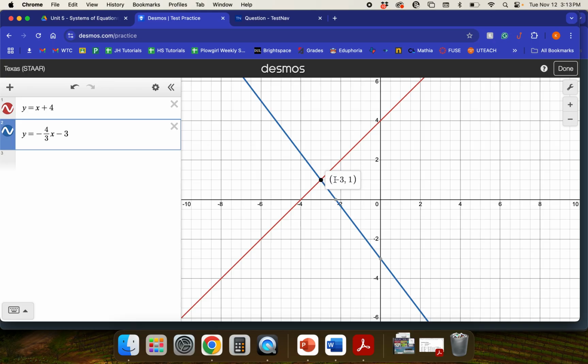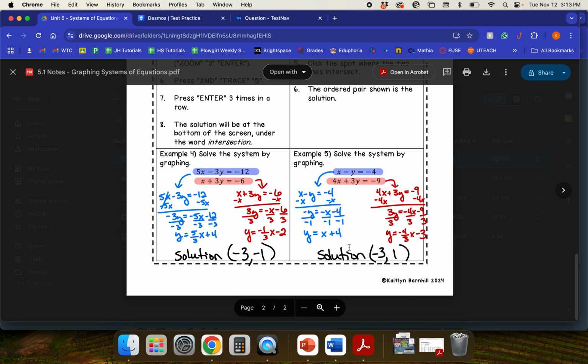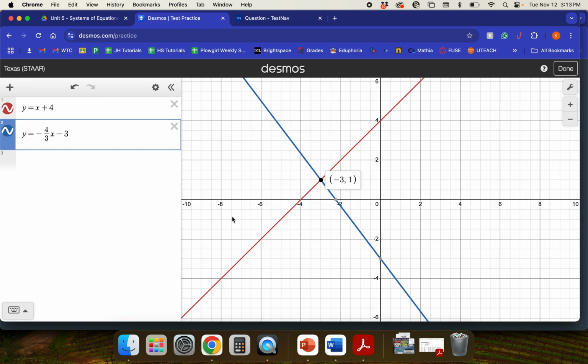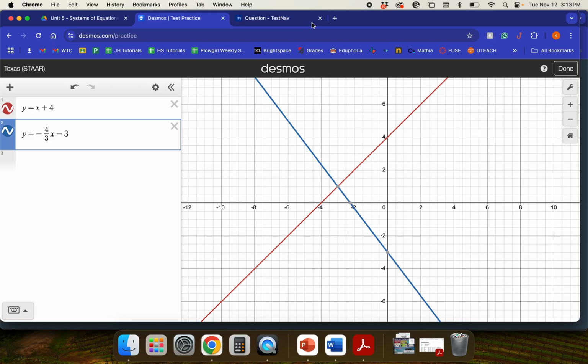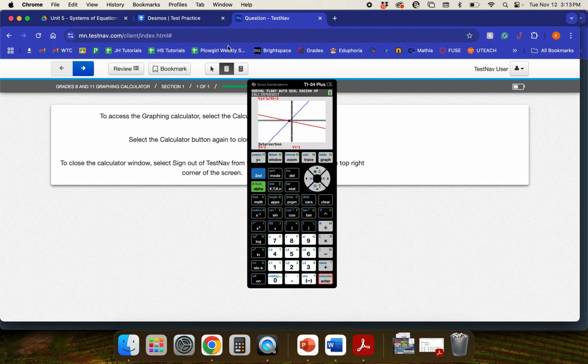We can see our two lines are crossing here, and it's got a dot. If I click there, it'll pull up that point for me. So we can see it's at -3, +1, which is the solution for example 5. So out of the two, I do think Desmos is easier, especially since you get to click on it, and it's going to be easy to zoom in and out of. But the calculator steps are there as well if you need them.